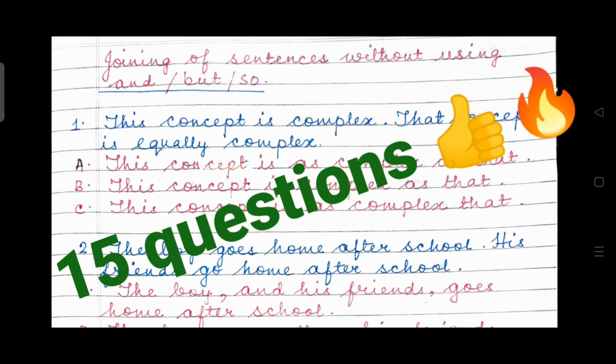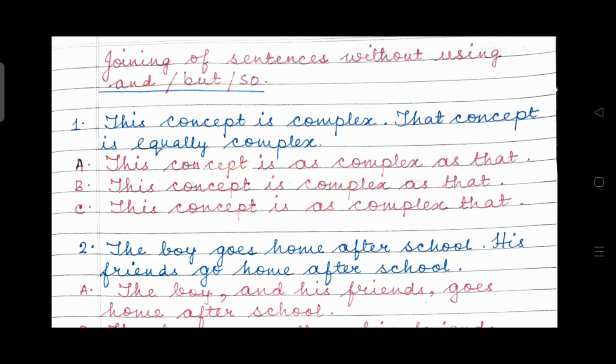Welcome back everyone. Let us solve joining of sentences without using and, but or so in today's session. There are 15 questions, 15 marks. I'll read out the questions along with the options and then we will discuss the answers at the end of each question. Number 1.